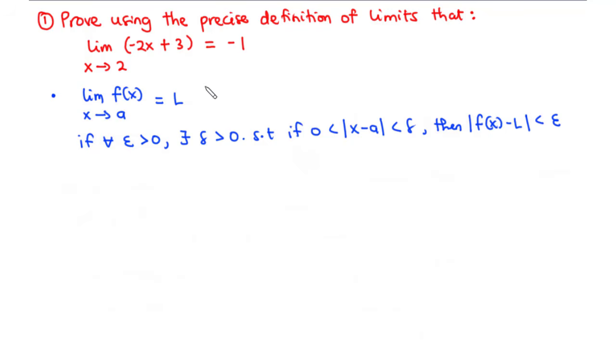So this is the definition, that is the limit of f of x as x approaches a is equal to L if for all epsilon greater than 0, we are going to find a corresponding delta which is also greater than 0, such that if 0 is less than the absolute value of x minus a is less than delta, then the absolute value of f of x minus L is also less than epsilon.